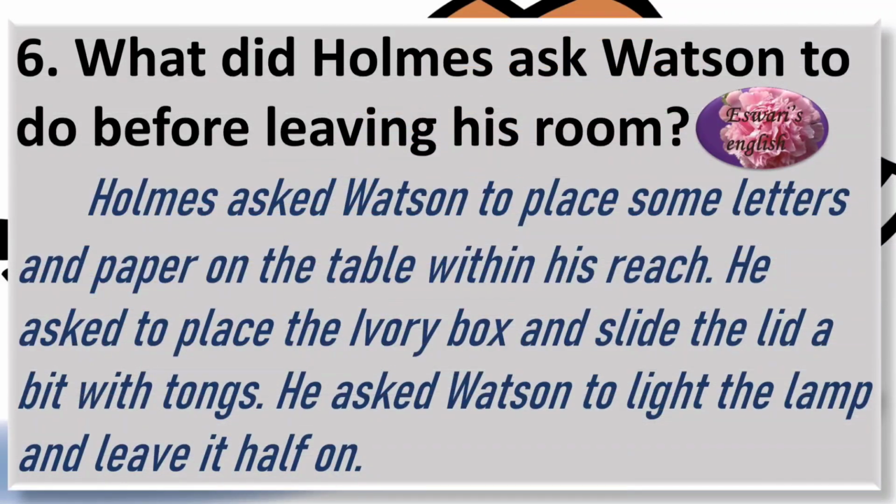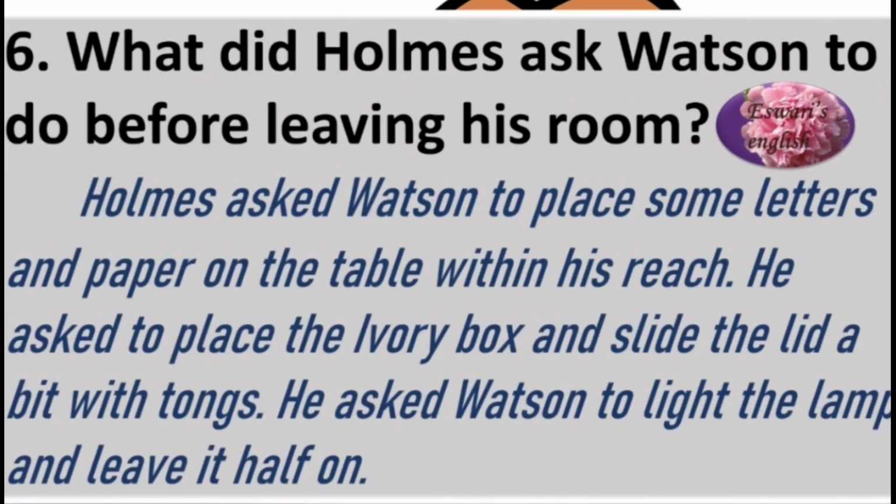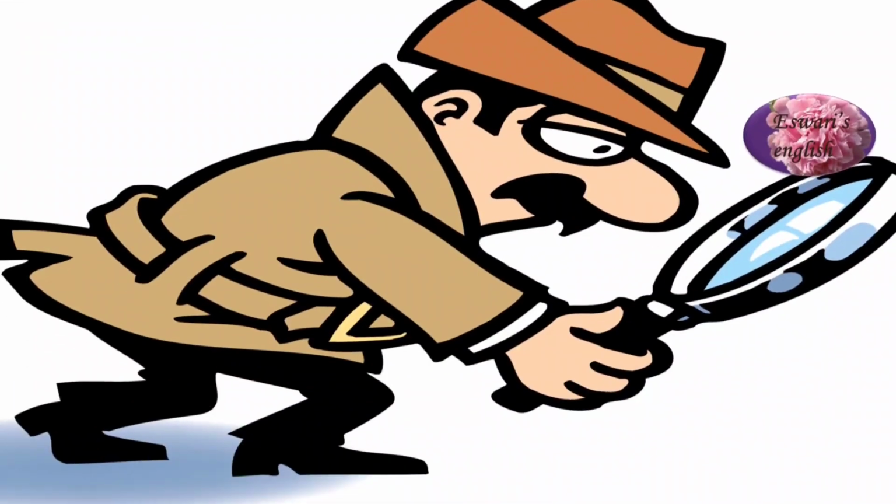What did Holmes ask Watson to do before leaving his room? Holmes asked Watson to place some letters and paper on the table within his reach. He asked to place the ivory box and slide the lid a bit with the tongs. He asked Watson to light the lamp and leave it on.